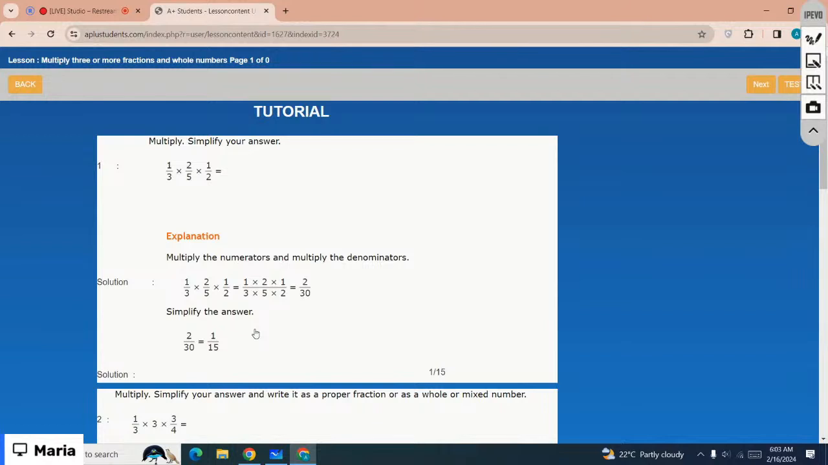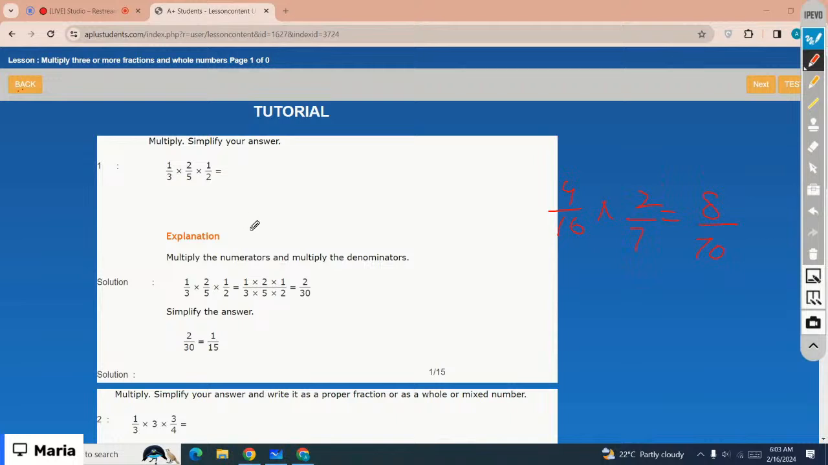So multiplying fractions is very easy. You simply have to do numerators times numerator and denominator times denominator, right? So you have to do 1 times 2 times 1. Here it is 1 times 2 times 1. And then you have to do 3 times 5 times 2.